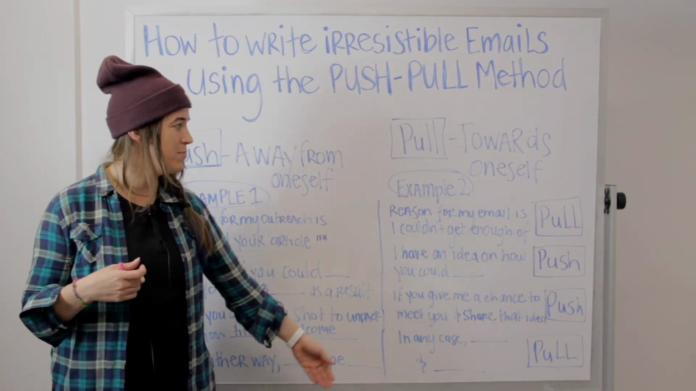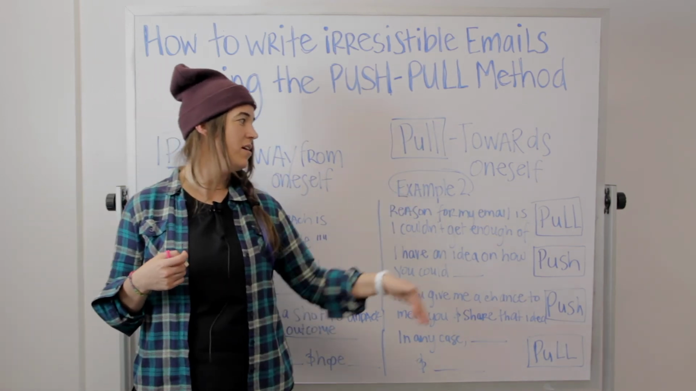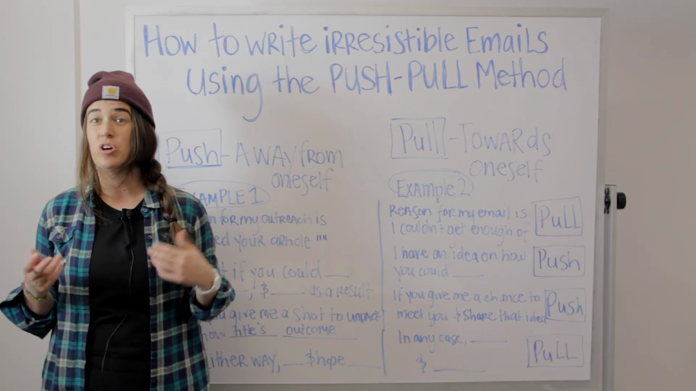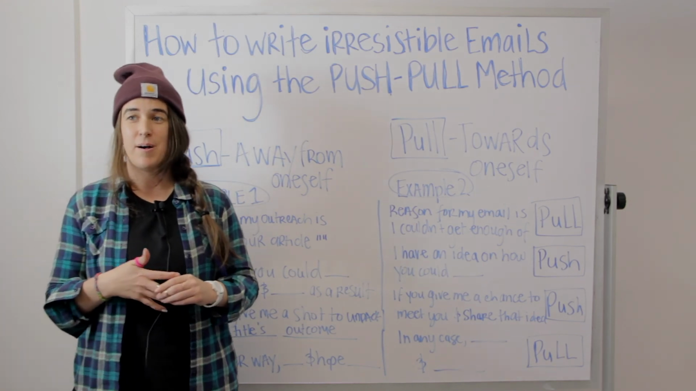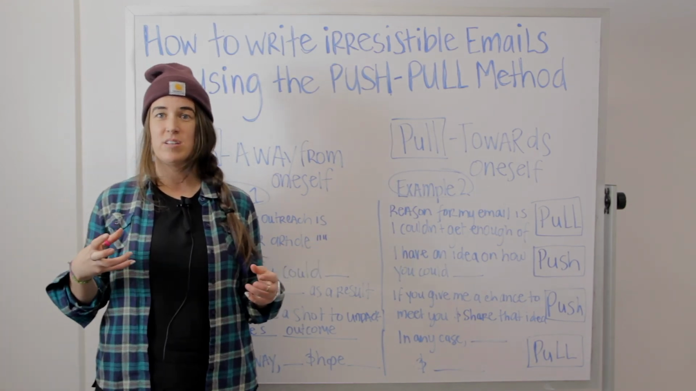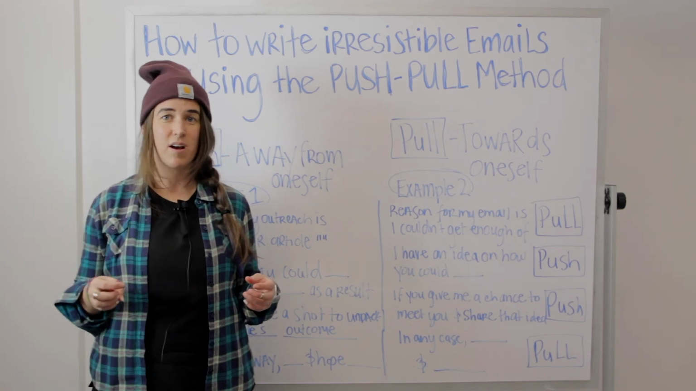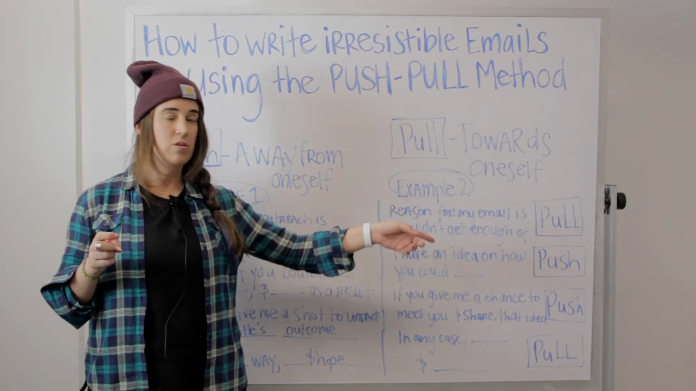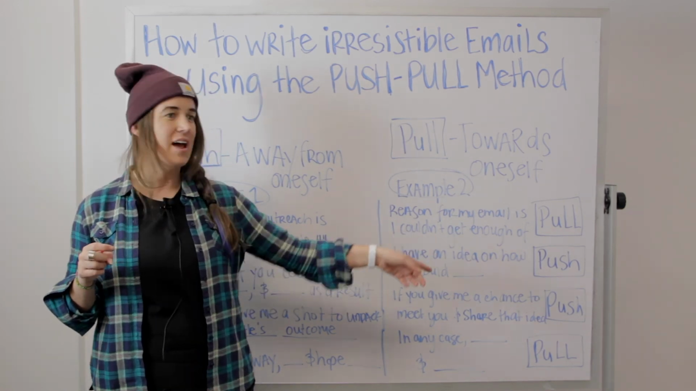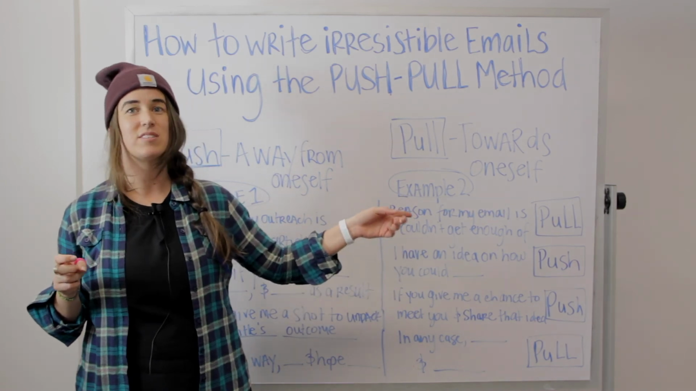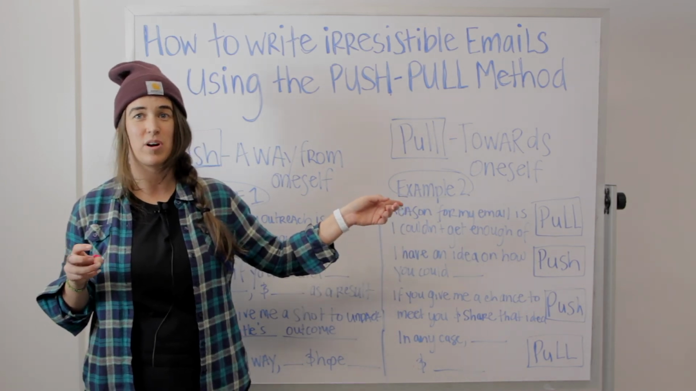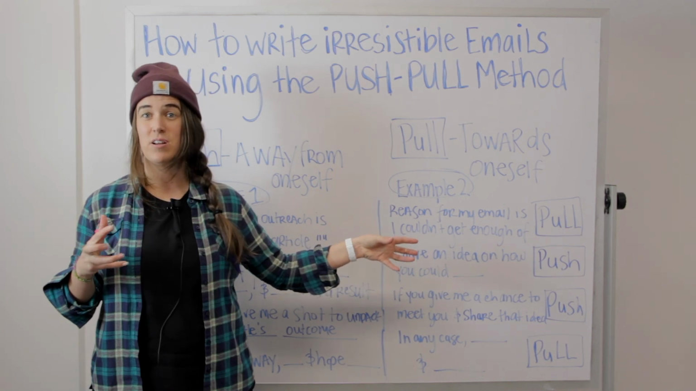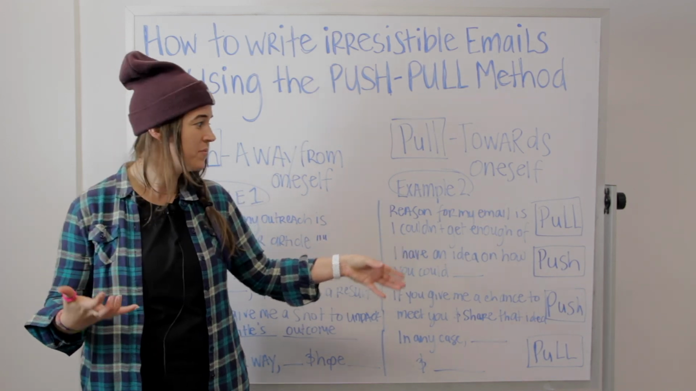So again, in example 2, you would start with a pull. Reason for my email: I couldn't get enough of your article on selling effectively. One line that stood out to me was, it all comes down to great conversations. Then you go into a push. I have an idea on how you could scale your teams more effectively or sell more effectively and ensure that your reps are getting the best talk tracks across to your prospects as possible.